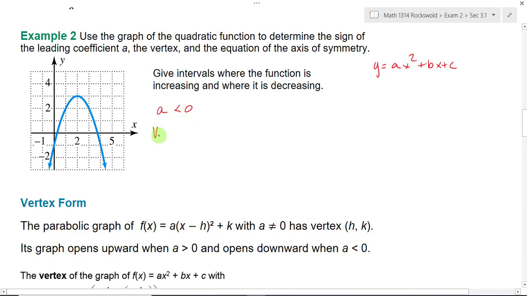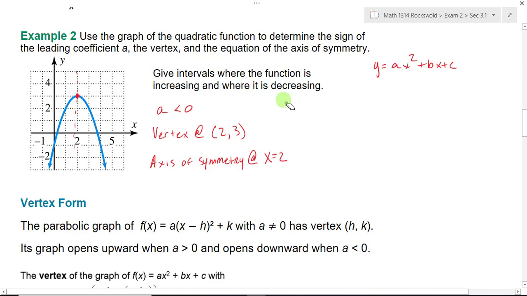Where is the vertex? The vertex is this point right here. The vertex will always be an ordered pair, so what would that ordered pair be? (2, 3). And then the axis of symmetry, I don't just write 2, it's the equation of a vertical line. How do we write the equation of a vertical line? X equals 2, so that would be this line right here.